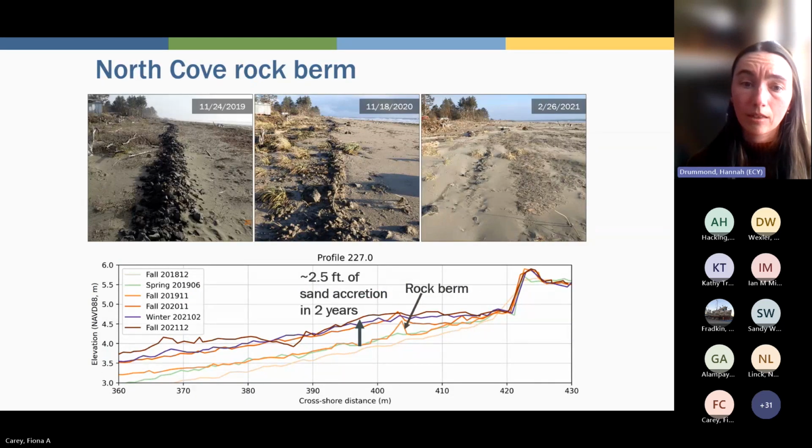We've actually seen this kind of rock berm before in our monitoring. This is down in North Cove, Washington. And I'll preface this with this is a very different environment. There's a lot more sediment available to build up here.